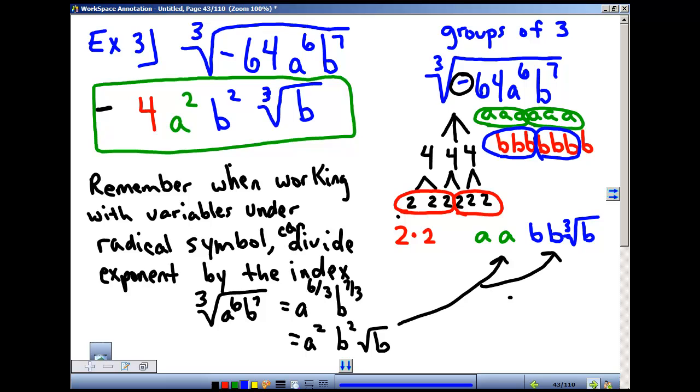Remember, when working with variables under the radical symbol, we can divide the exponent by the index. So a to the 6, if I divide that by 3, I get a squared, which is what I want. And b to the 7th, when I divide that by 3, it goes in there 2 times with 1 left over, which is exactly what I have here.